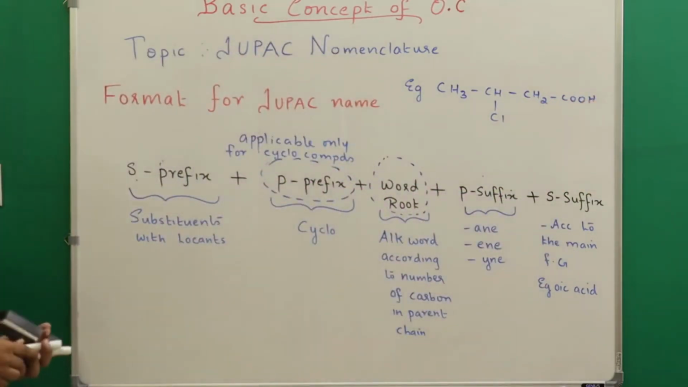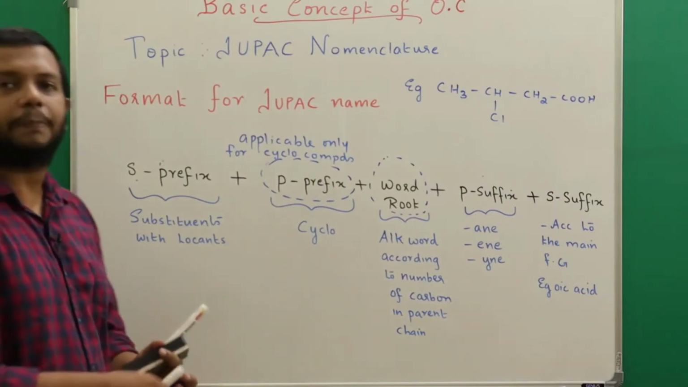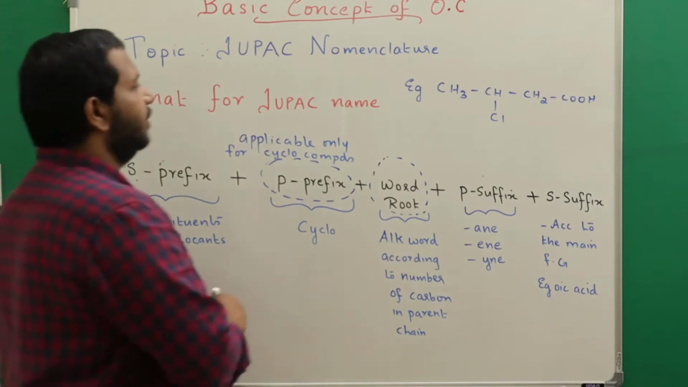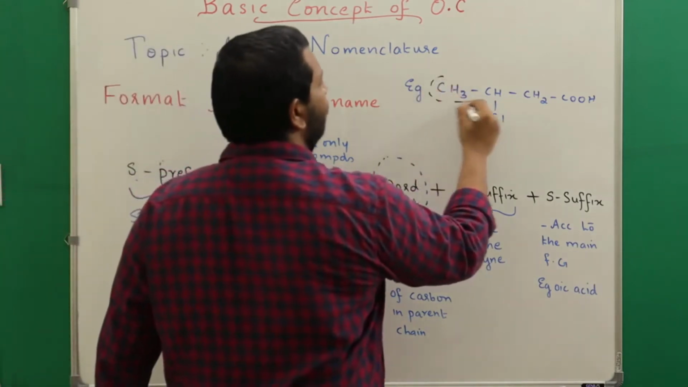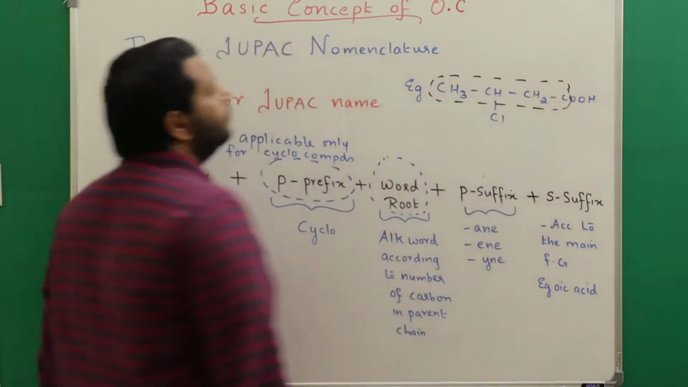Now how will you name it as per this format? First I will choose the methodology. First I will choose the parent carbon chain. My parent carbon chain here is, you know how to do this. So this is my parent carbon chain.